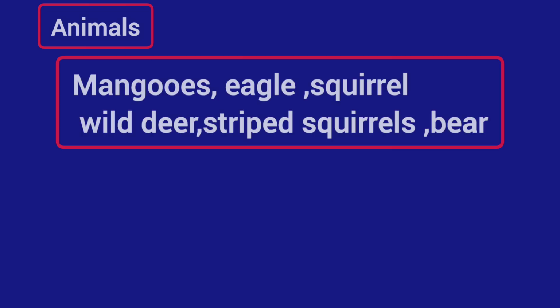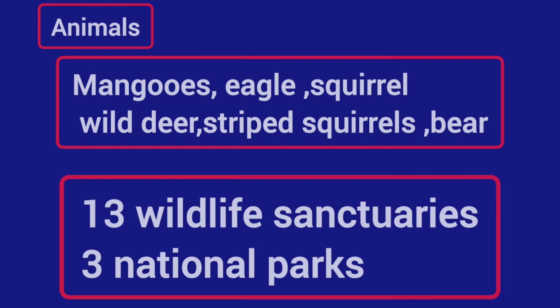Various kinds of animals such as mongoose, eagle, squirrel, wild deer, striped squirrels, bear, etc. inhabit the forests of Andhra Pradesh. 13 wildlife sanctuaries and 3 national parks are established in Andhra Pradesh to protect flora and fauna.